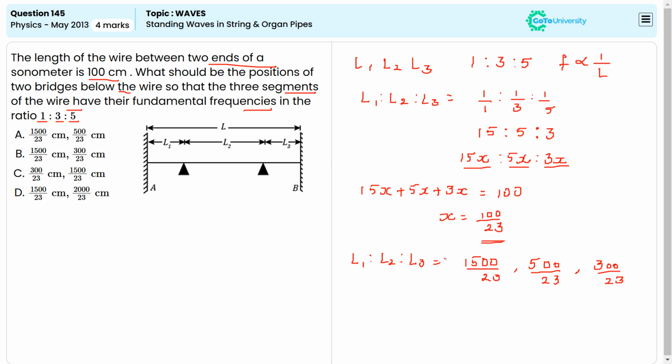Now, if I move to observe here, the first bridge we can place at this position, which is 1500 upon 23. And the distance between is 500/23, so I need to add 1500 plus 500. The first bridge position is 1500 divided by 23. And the second bridge position is 1500 plus the remaining distance of 500, that is equal to 2000 divided by 23. These are the positions of the bridges. So from these four options, this is wrong, and this is also wrong. This is wrong. And option D is the right answer.